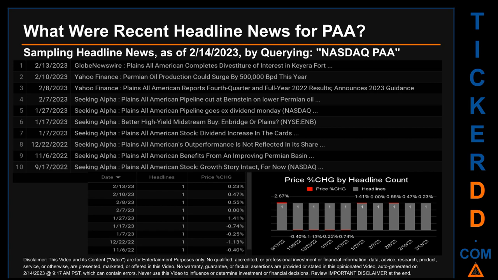Thursday, December 22, 2022 was the day with the highest percentage change in price when we compare opening versus closing price for the ticker. The day saw a drop of -1.13% when PAA opened trading at $11.48 and closed at $11.35. There was one found headline when Seeking Alpha published the headline that read, Plains All-American's outperformance is not reflected in its share.